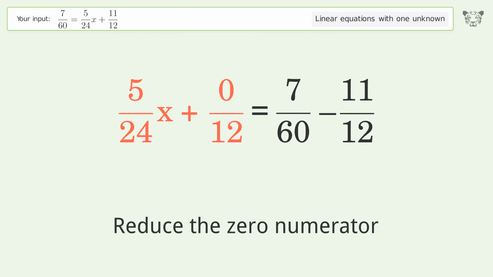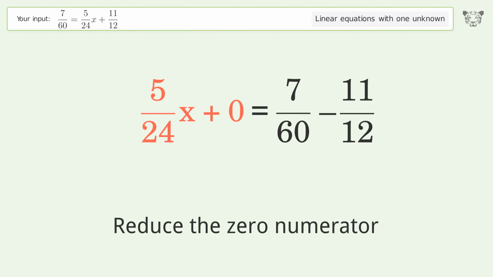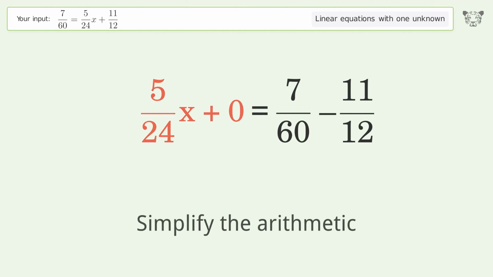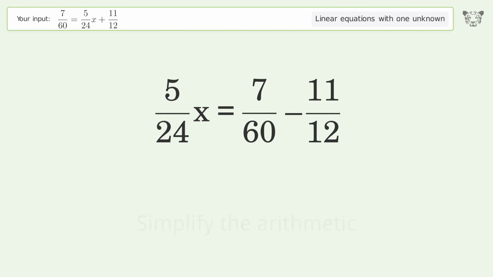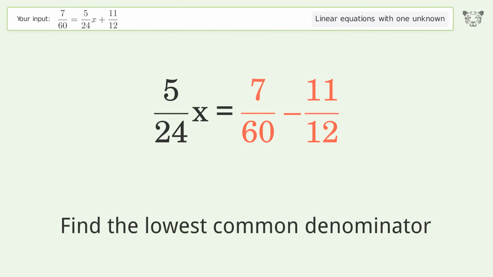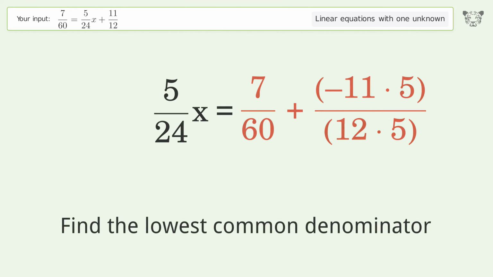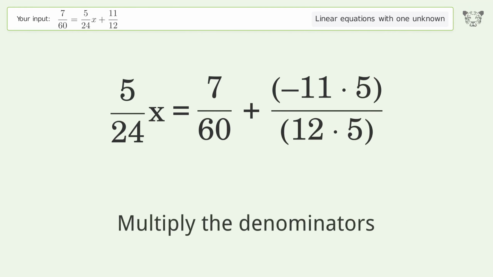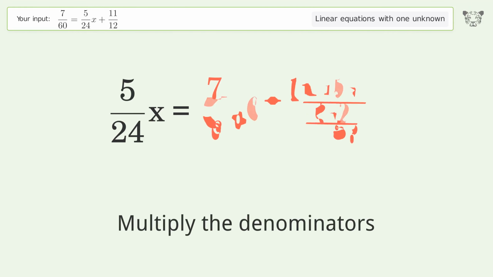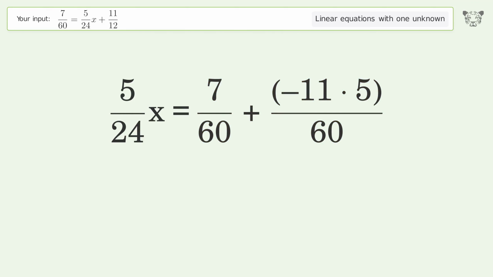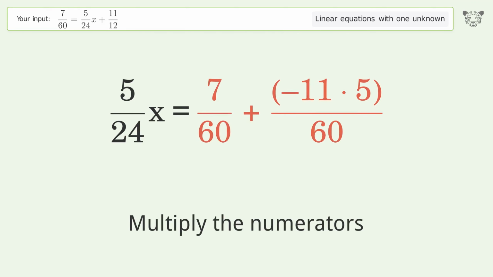Reduce the zero numerator. Simplify the arithmetic. Find the lowest common denominator. Multiply the denominators. Multiply the numerators.